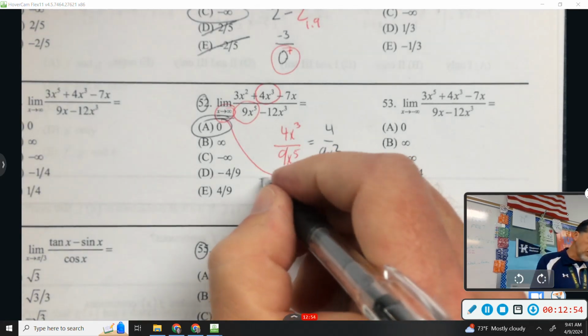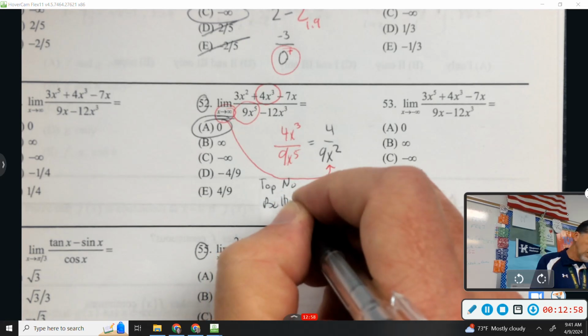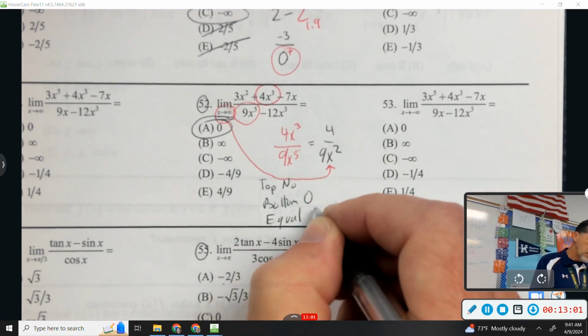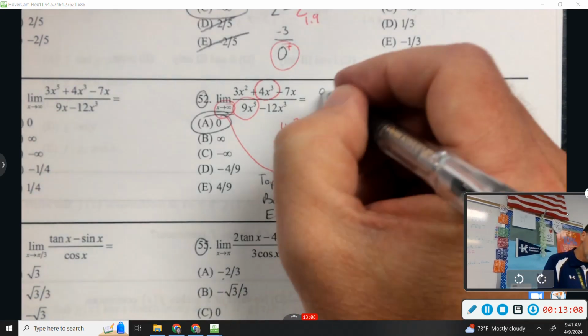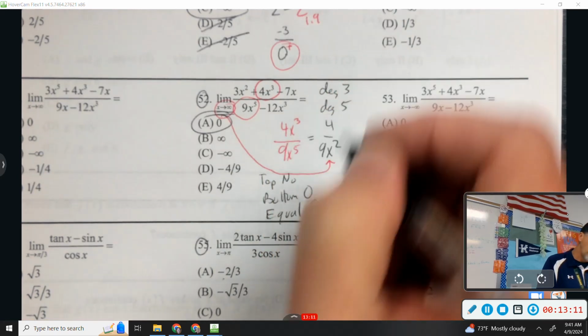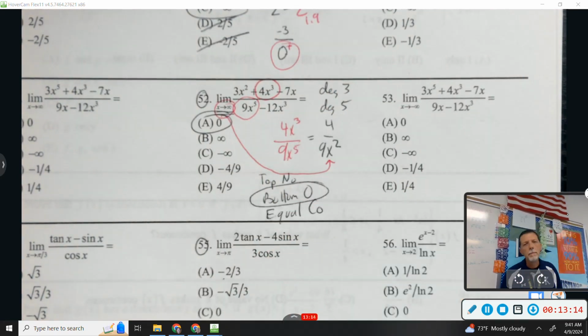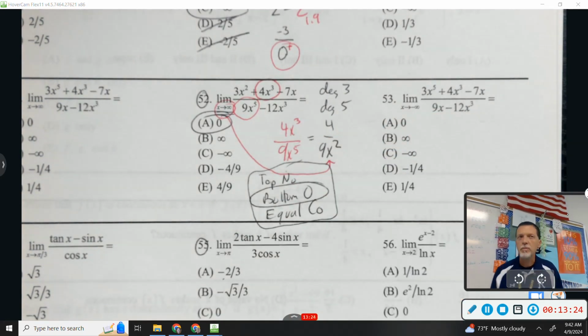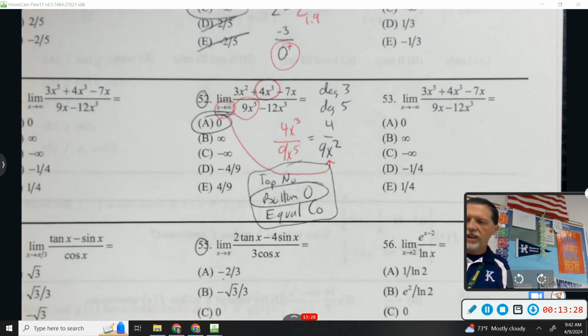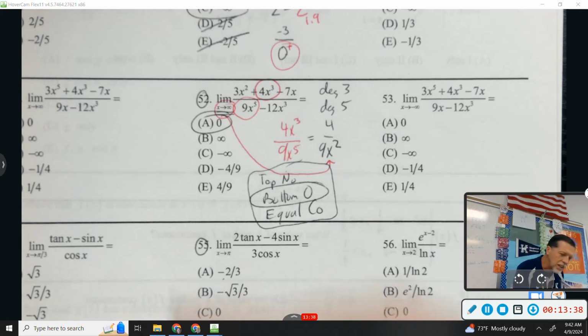The shortcut is top no, bottom O, equal co. And since the bottom degree is bigger than the top degree, degree 3 compared to degree 5, this is a bottom O problem. So did we even have to plug in infinity? We could have just seen that the bottom was bigger. Yes, if you want to use this shortcut, I'm okay with that. But please only use that shortcut as x goes to infinity. Right? Don't. Again, some people, top no, bottom O, equal co, they just use it for everything. You're like, wait a minute. Only as x goes to infinity are you allowed to use that.